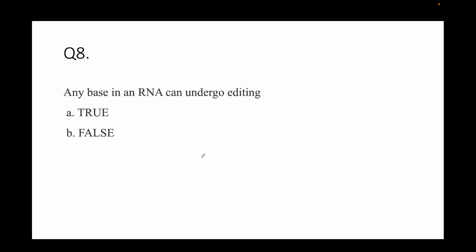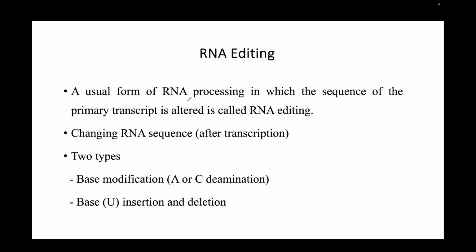Okay, let's discuss it then. At first, we'll be discussing RNA editing. Till now, we have been talking about RNA splicing, alternative splicing. Now, let's talk about RNA editing. What is it? A usual form of RNA processing in which the sequence of the primary transcript is altered is called RNA editing. This can basically be called changing the RNA sequence after transcription.